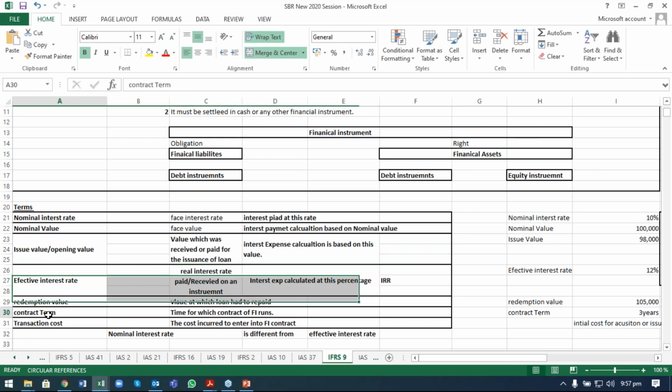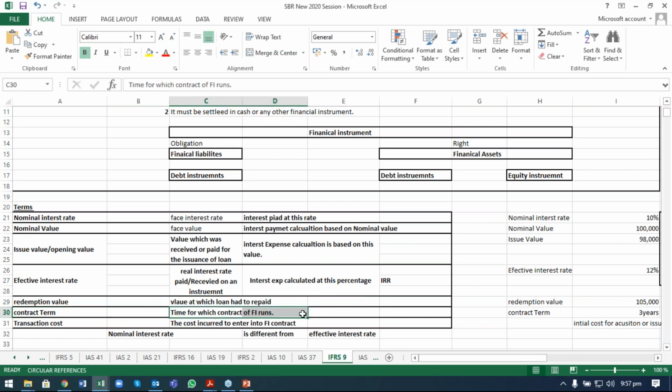What is contract term? Contract term means the time period for which this contract of financial instruments runs. It could be 5 years, 2 years, 10 years, or as many years as mentioned within the contract. Transaction cost is a cost incurred by any party to enter into the financial instrument contract, right? So these are the terms, and I hope everyone is clear about how fair value through profit and loss, amortized cost, and fair value through other comprehensive income actually work.